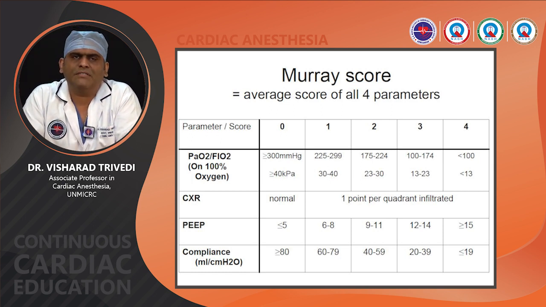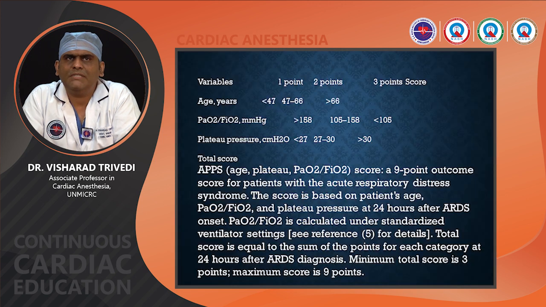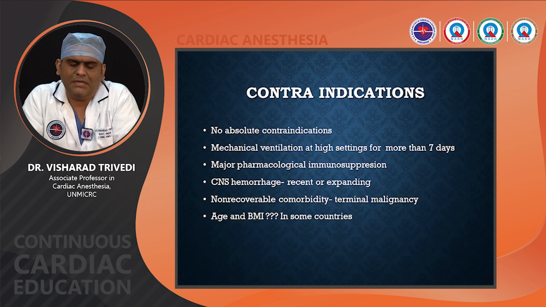Murray score, as we have discussed previously, uses these 4 criteria: PaO2 to FiO2 ratio, chest X-ray, PEEP, and compliance of the lung. This is another score which uses age, plateau pressure, and PaO2 to FiO2 ratio. It is a total 9-point outcome score. If the score is on the higher side, then the patient requires higher support, that is in the form of ECMO. If the score is on the lower side, then you can use lung protective strategy as a method of treatment.